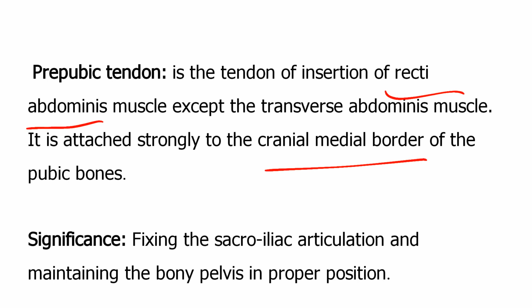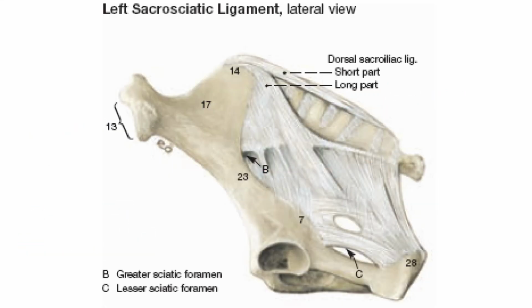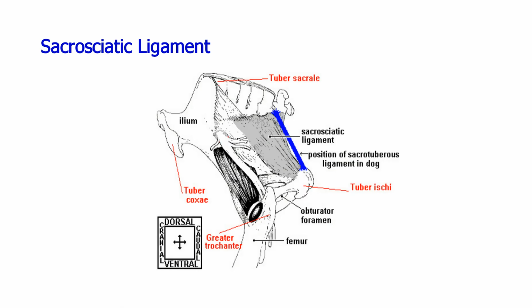This tendon attaches to the cranial border of the pubic bone. Significance: fixing the sacroiliac articulation and maintaining the bony pelvis in proper position. This is the significance of the tendon. Sacroiliac ligament, as you can see in blue.